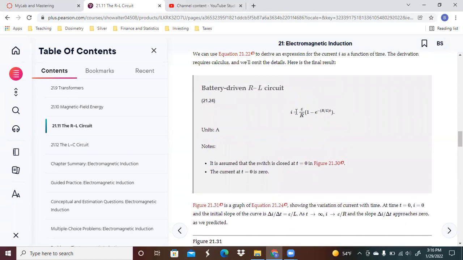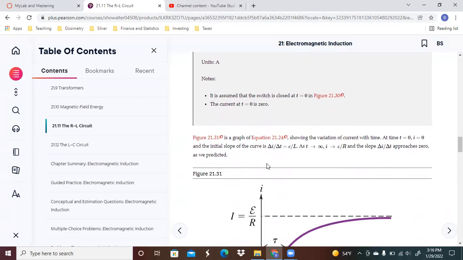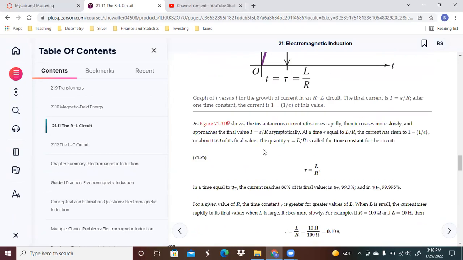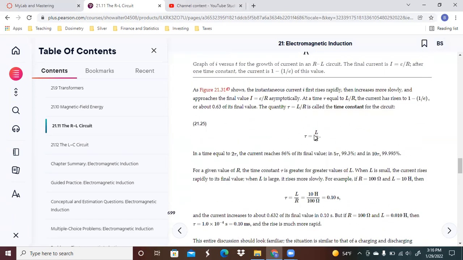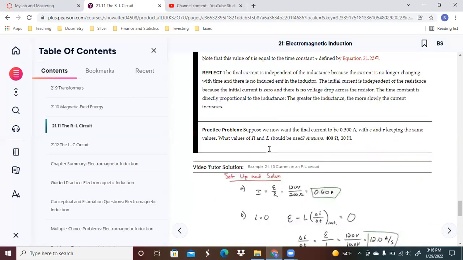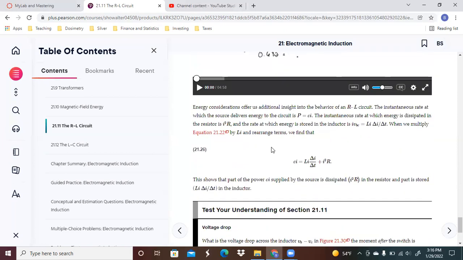So for a battery-driven RL circuit, we can see the current as a function of time, and we can see the graph of this. It's an exponential graph that eventually gets up and approaches this particular value. We went over the time constant. This time constant is going to be the inductance divided by the resistance. You can see a few problems there that you can go through and work.